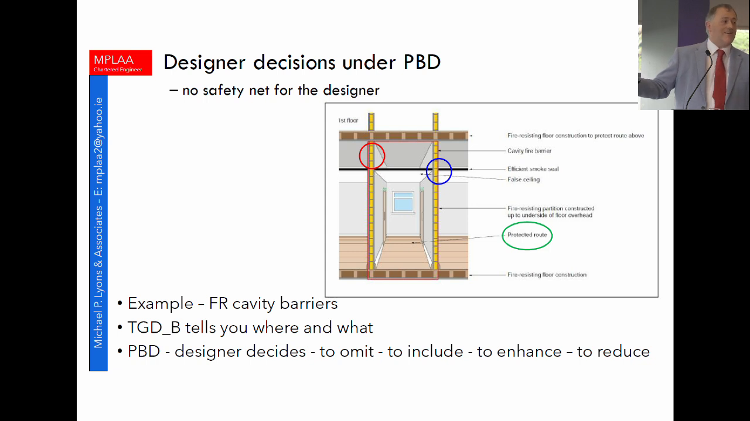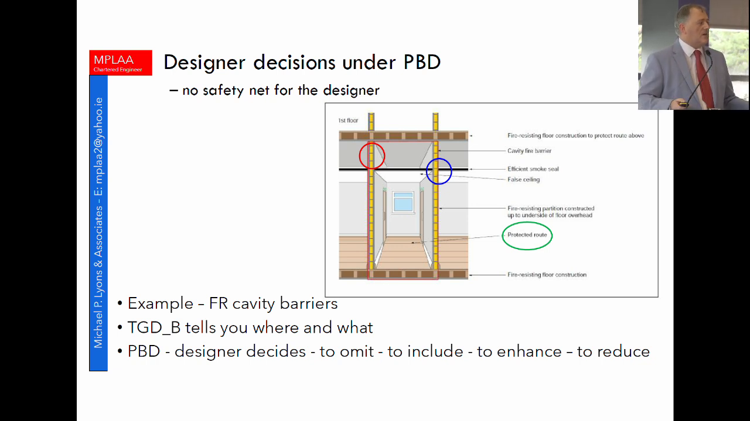You as the designer are now TGDB. You must step in and decide whether that's a fire-resisting ceiling all the way through, whether that is going to have a cavity barrier or you're going to extend the wall all the way up to the underside of the floor. You're going to decide the period of fire resistance of the wall, the period of fire resistance of the floors, indeed whether that's a compartment floor or not a compartment floor. TGDB makes all those decisions for you.